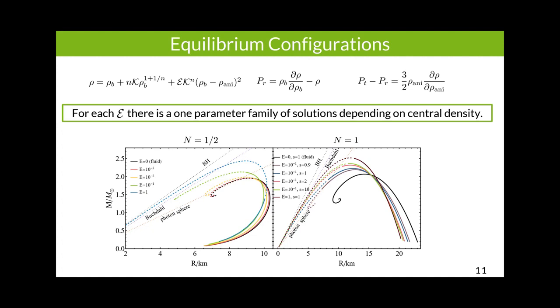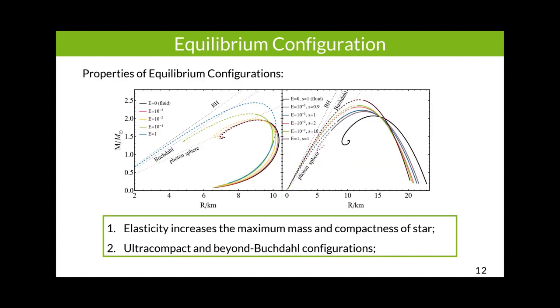Okay, so as I was saying, you have one family of solutions depending on the central density. You take a central density, you get a mass and a radius for your star. You change it, you get another mass and radius, and so you can build these mass-radius diagrams. I think you're all familiar with this concept. I think most of you work on boson stars and rocket stars, and you build a lot of solutions like this. So now let's look at the properties and what happens when we introduce this elasticity. Ignore the right panel for now, just focus on the left.